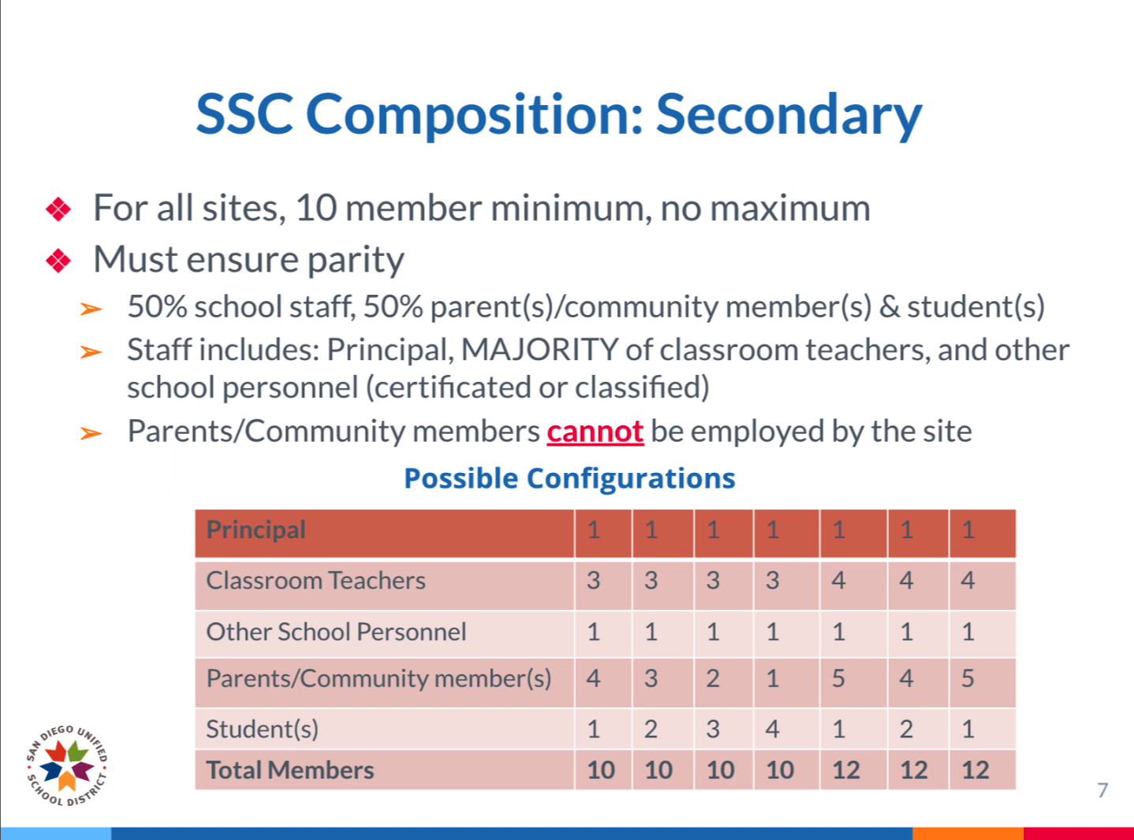SSC composition for a secondary school. At a minimum, all secondary school site councils must have 10 members. There is no maximum amount of members permitted, provided that the composition of the committee maintains the legal requirements. The SSC membership must be 50% staff and 50% parents and/or community members as well as students. The SSC bylaws should specify the number of parents and community members and students.